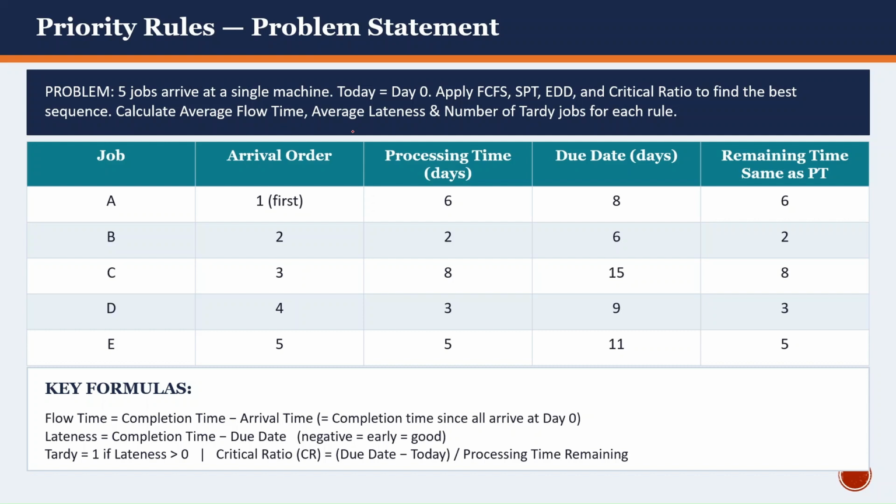So the flow time. What is flow time? The formulas are mentioned over here. Flow time is completion time minus arrival time. Completion time, since all arrive at day 0.